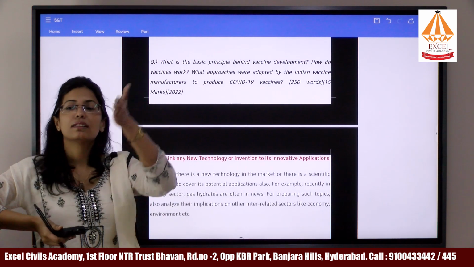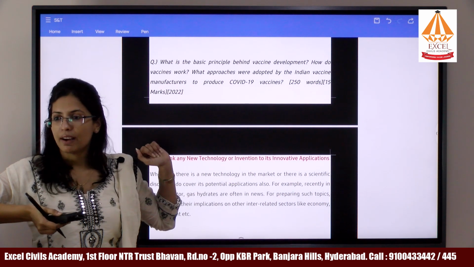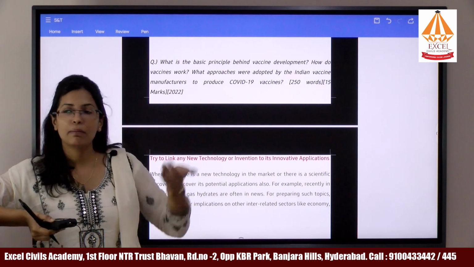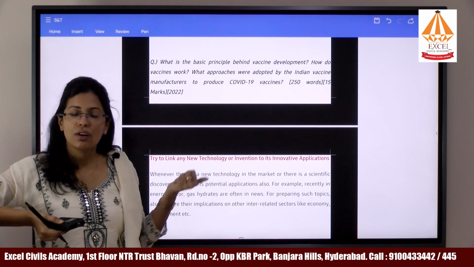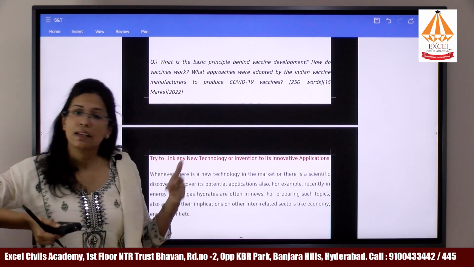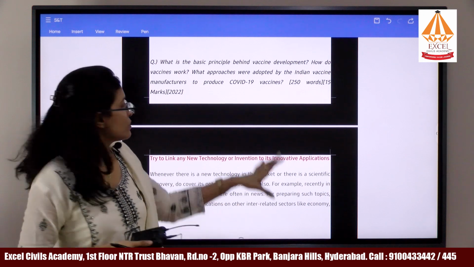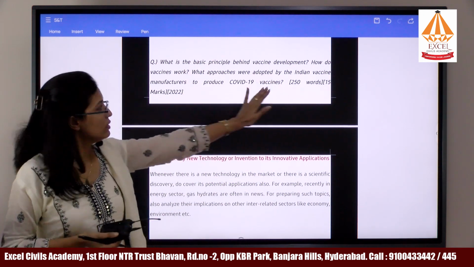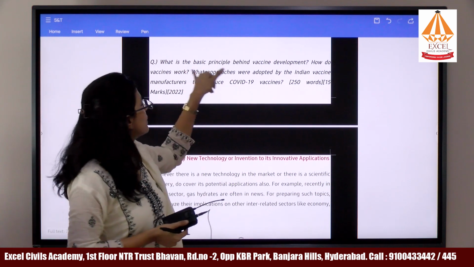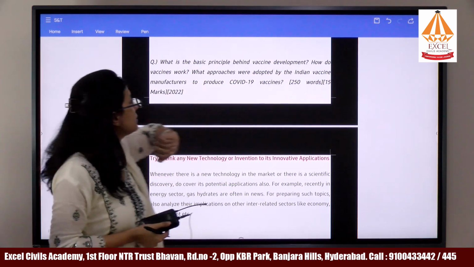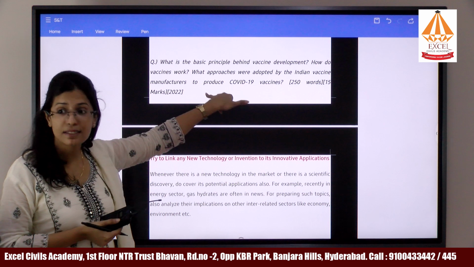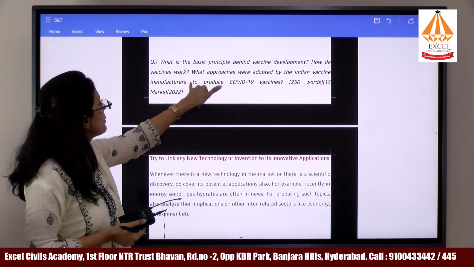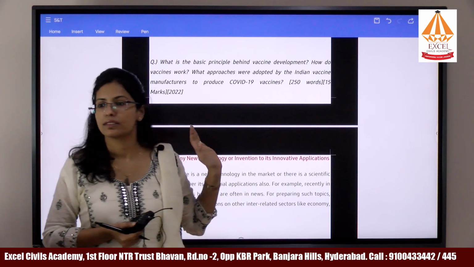So this development of vaccine was one of the fastest for COVID. And the technologies used in vaccine development were also in the news. Even this mRNA technology, which was used for one of the vaccines, got a Nobel Prize. So vaccine development was an important topic. That was the question that was asked: What is the principle behind vaccine development and how do vaccines work? And what approaches were adopted by Indian vaccine manufacturers to produce COVID-19 vaccines?